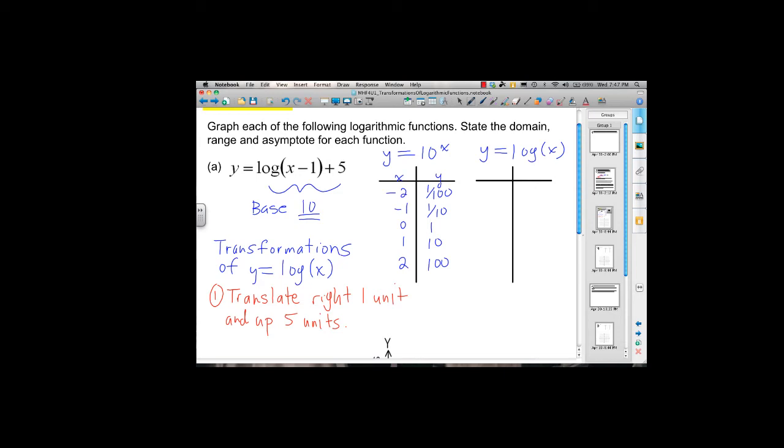Now in the table for the log-based function, I'm going to make a column for the x's and the y's, but literally all I'm going to do is take the x and y values from the 10 to the power of x function that we've produced points for. I'm literally just going to exchange the x and the y values. So 1 over 100 as my x would equal negative 2 as my y. Similarly, 1 over 10 as my x would produce a y value of negative 1. If x was 1, y would be 0, and so on.